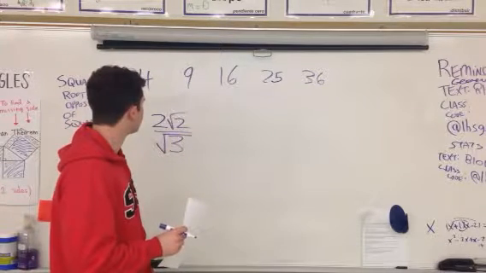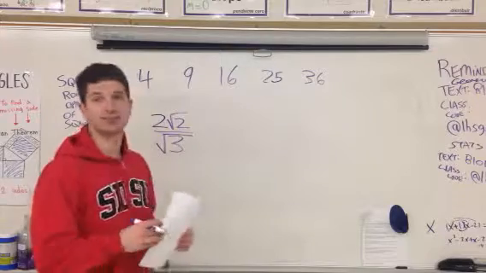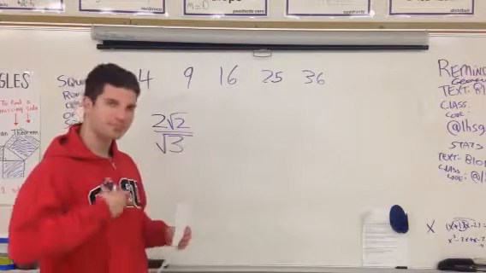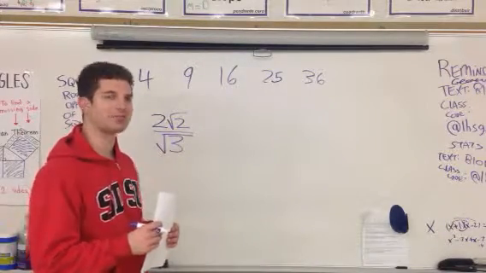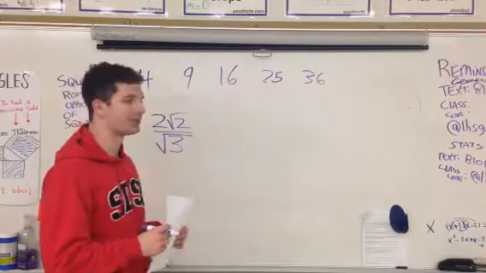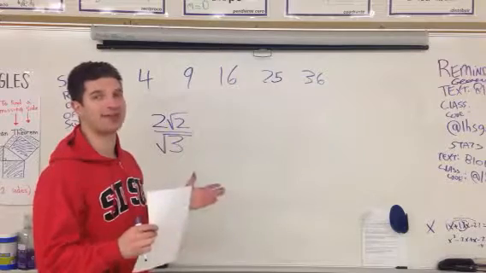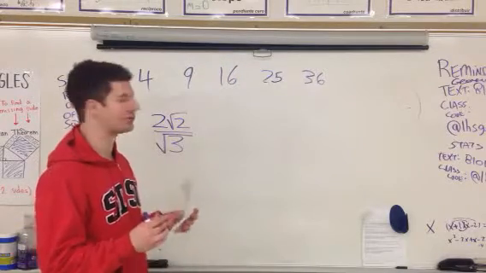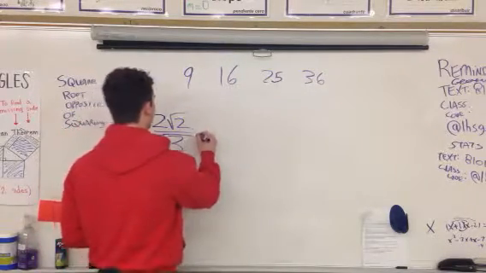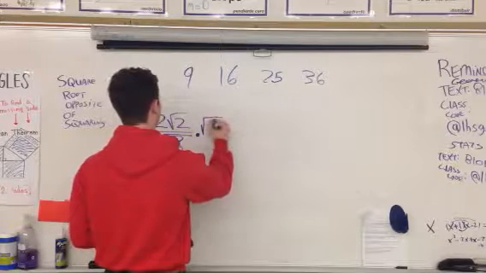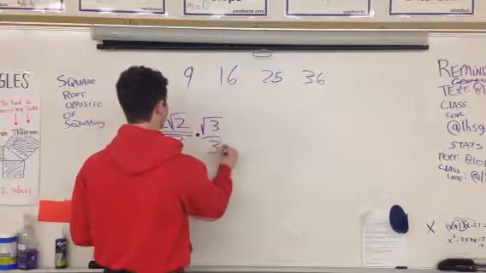The easiest way to get rid of the square root of 3 is to multiply it by itself. If I do that, then I have square root of 3 times the square root of 3, which is just the square root of 9, which becomes 3. And then I don't have a square root anymore. So that's what I'm going to do. I'm going to multiply the top and the bottom by the square root of 3.